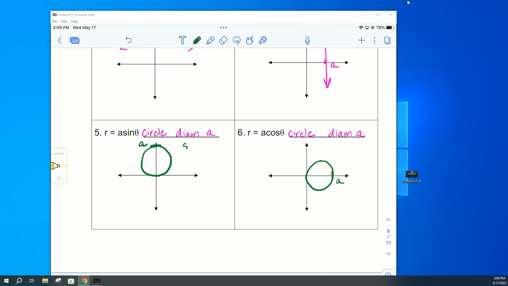Okay? So that's kind of your memorized sheet. I think that's super easy. Hence, you should do great on the quiz.